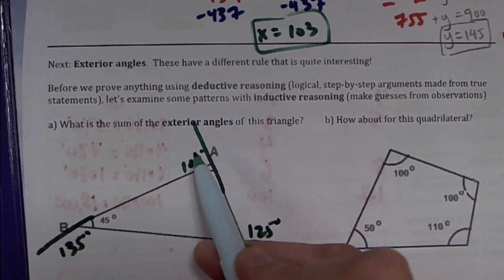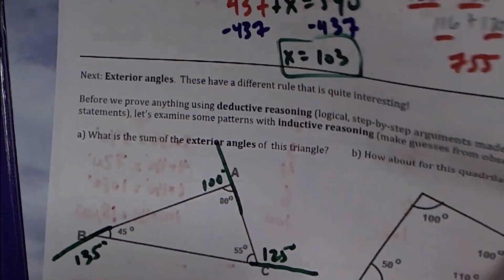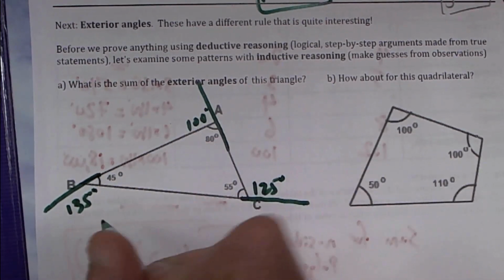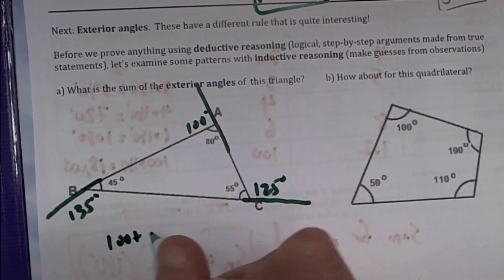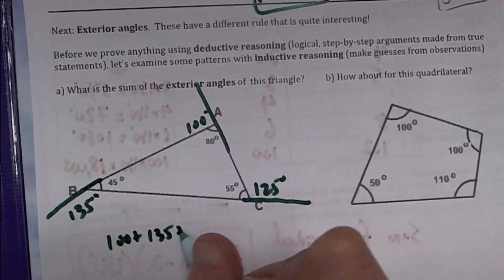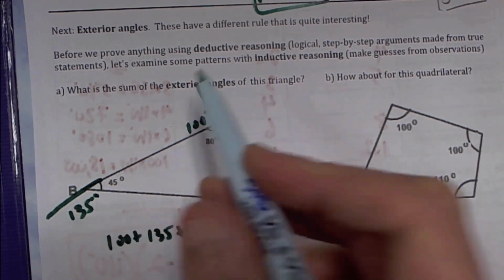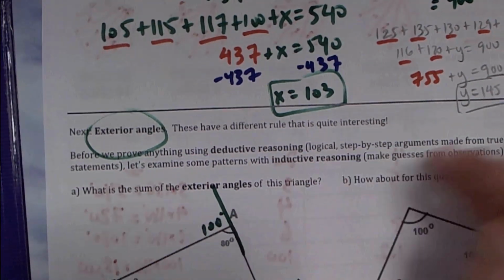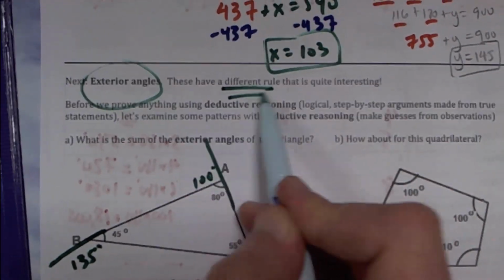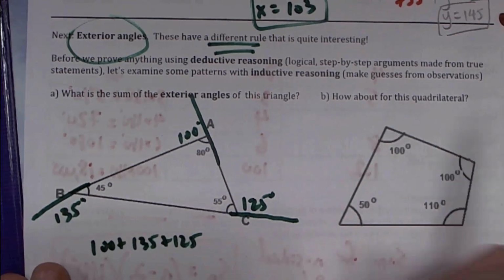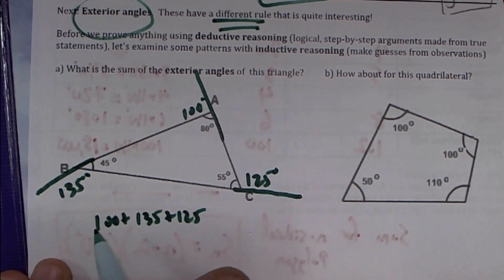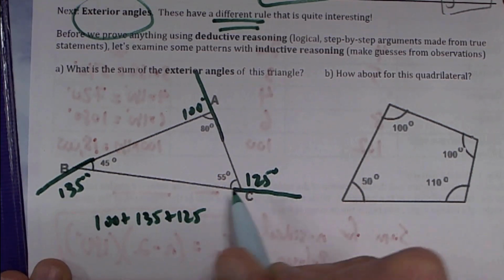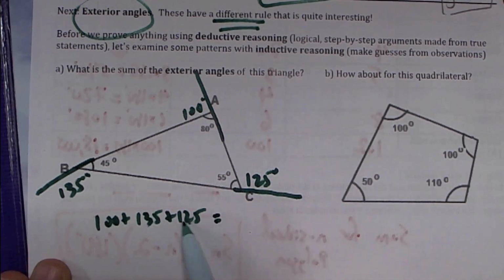Okay, so the question is, what is the sum of these guys? Well, let's just take a look. Let's sum these guys up. 100 plus 135 plus 125. Again, these are exterior angles. These are ones on the outside. This is a different rule. Let's see if we can figure out what's going on here. Okay, sum up these. You got 100, 200, 300. Let's see, 300 plus 30 and 20 is 50.